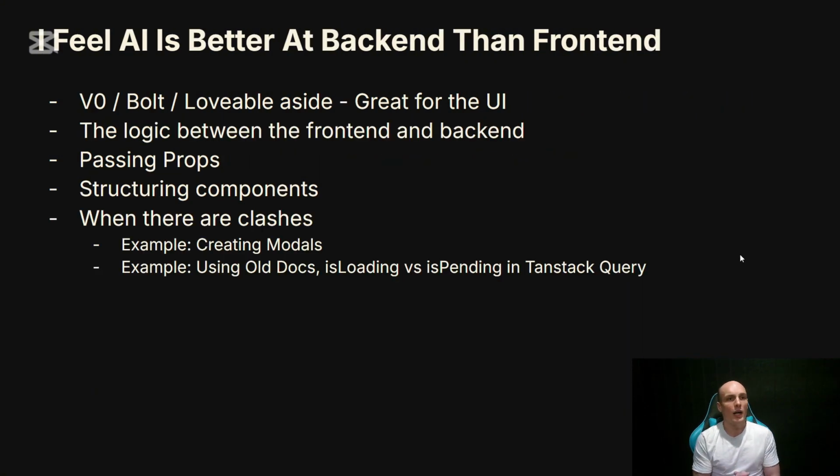All right, so that brings me to my next lesson, and I feel AI is better at back end than front end. I'm not 100% sure why. I feel that perhaps, in certain situations, because backend is more logic driven, there's less scope for it to go off the rails or think about things in a different way. That said, V0, Bolt, Lovable, they're great for the UI. They're great for experimenting with what you might want the UI to look like and for creating the UI components and elements, often using ShadCN behind the scenes. But where I think some of these tools struggle is the logic between the front end and the back end in a couple of particular areas.